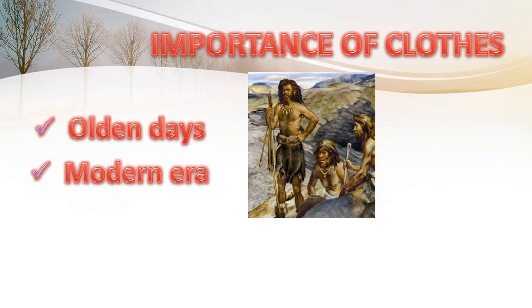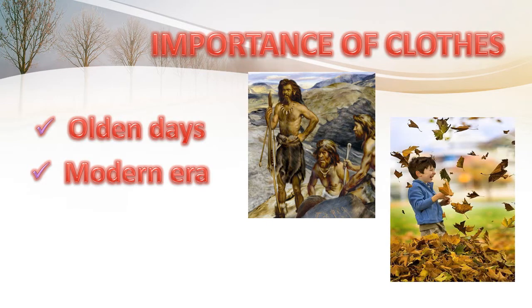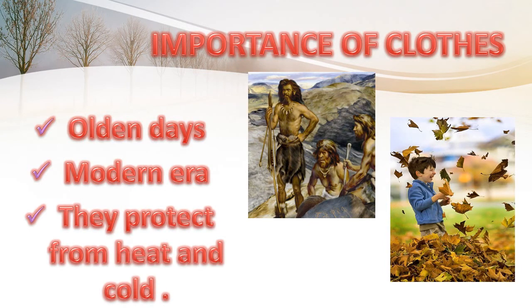In the modern era, we wear varieties of clothes made out of different fabrics according to the seasons. As clothes are very important, we wear cotton clothes during summer because it keeps us cool. And we wear woolen clothes during winter because it keeps us warm and protects us from the cold weather.